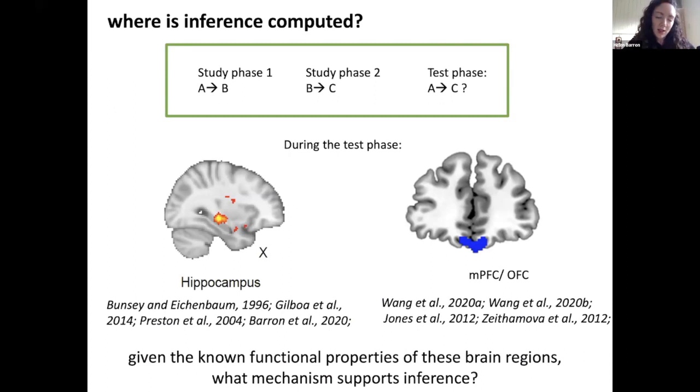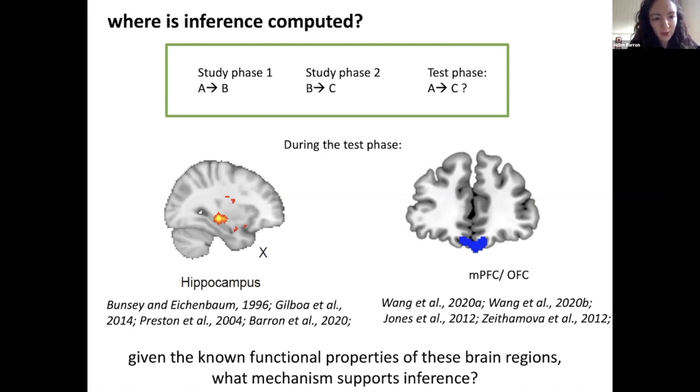In relation to the questions that were raised, in the task I'm going to show you, we have a C that is rewarding and another C that's neutral, so we can compare those two conditions with each other. This style of task has been used by many different groups, both in humans and animals. There's a lot of lesion work and human imaging work suggesting that the hippocampus might play a key role. But there's also evidence, again from lesions and human imaging, that medial prefrontal cortex, or OFC, is also playing an important role. And I should mention that this is at the test phase, when people are actually asked to perform inference.